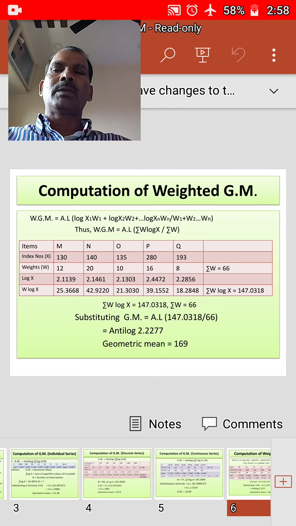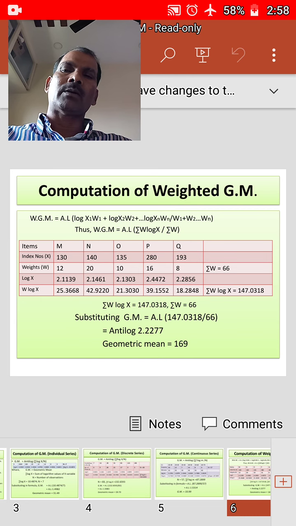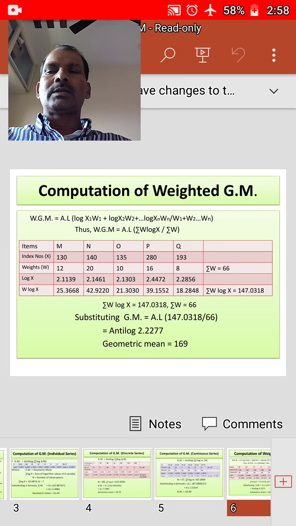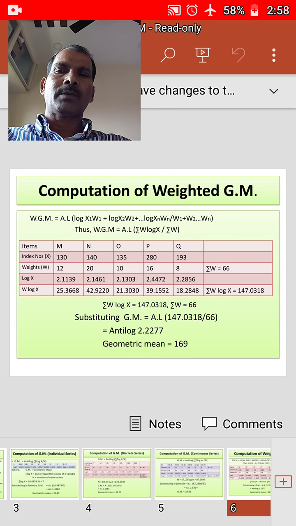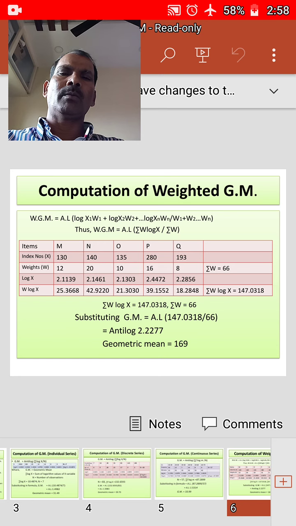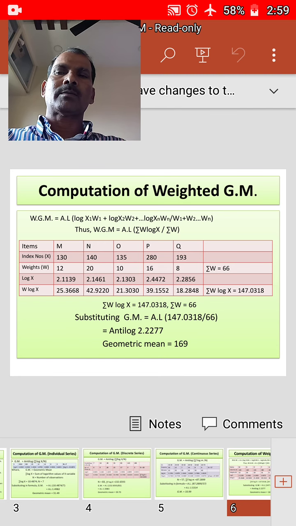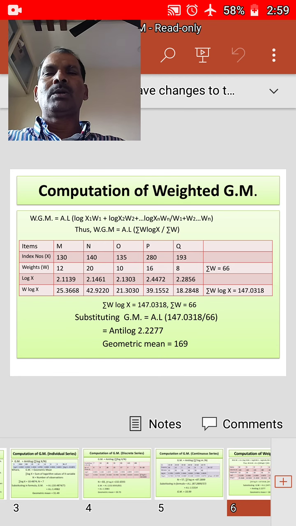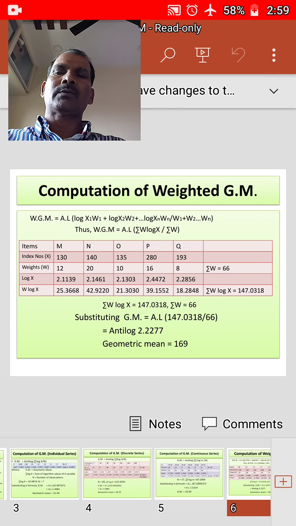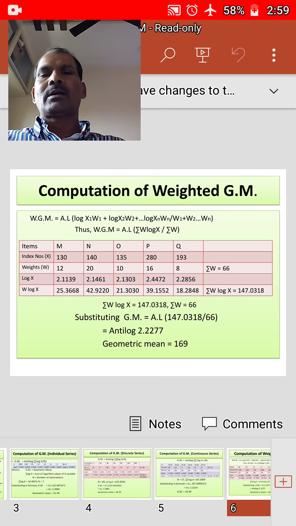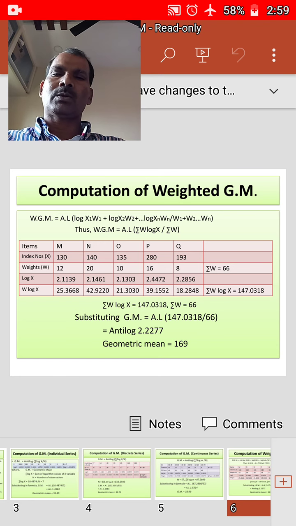Weighted geometric mean is equal to antilog of this, which can be converted, we can summate, that is sigma w log x by sigma w. The above lengthy formula is converted into a small one, where WGM is equal to weighted geometric mean, w is equal to weights, sigma w log x is the sum of logarithms of the x variable multiplied with their corresponding weights, and sigma w is equal to total weights.